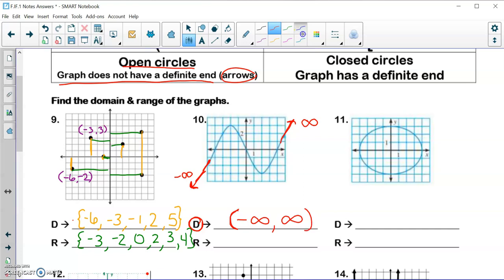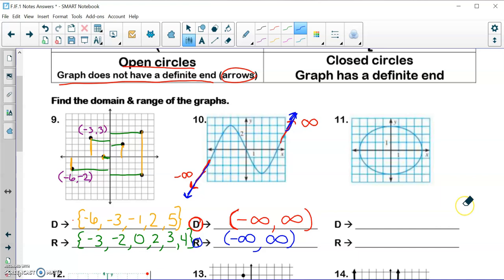And then for my range here, we want the lowest point and the highest point. Well, since there's an arrow going down, that's going to go down and down forever. So my lowest point would be negative infinity. And since this arrow's pointing up, that's also going to go up and up and up forever. So it's going to go all the way up to infinity.